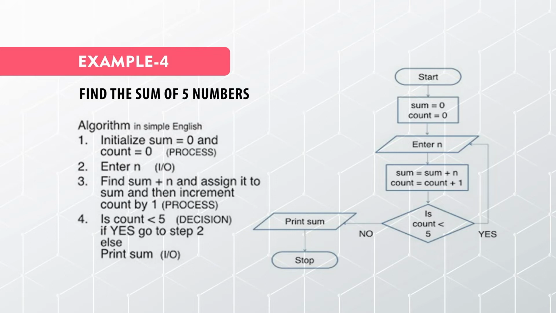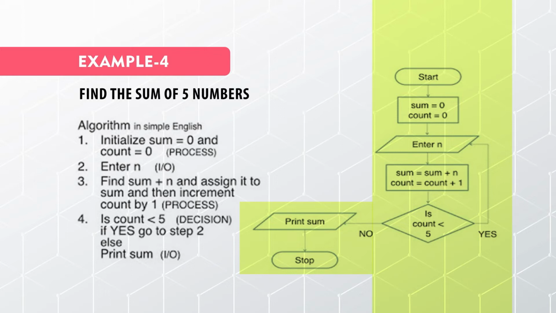So, this is how count checks whether the number of values entered by the user is less than 5 or not. And the moment it becomes 5 or more, the algorithm terminates. Now, this same problem is mapped over here. We find that sum is equal to 0, count is equal to 0, and we are requesting the user to enter the number n, and we are adding this number n to the variable sum. The actual equation is sum is equal to sum plus n and count is equal to count plus 1. So, is count less than 5? Yes, count is less than 5.